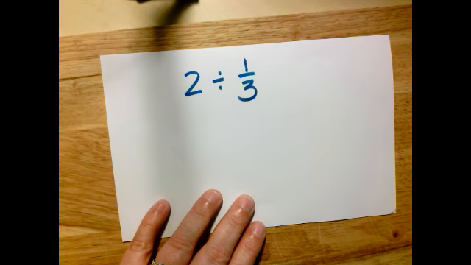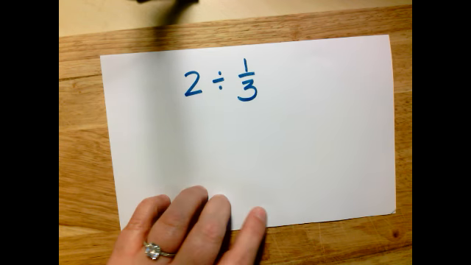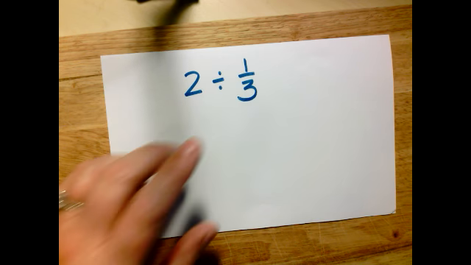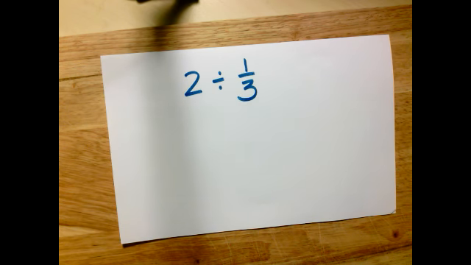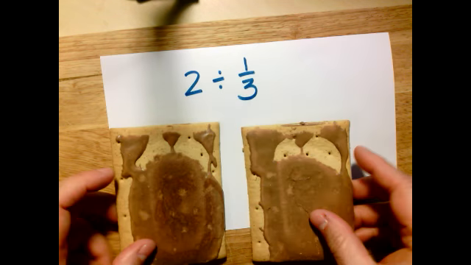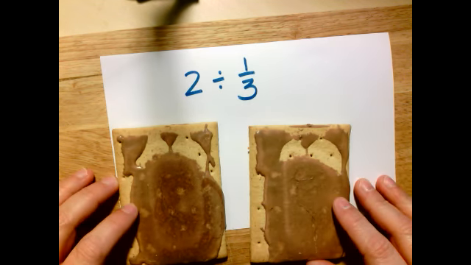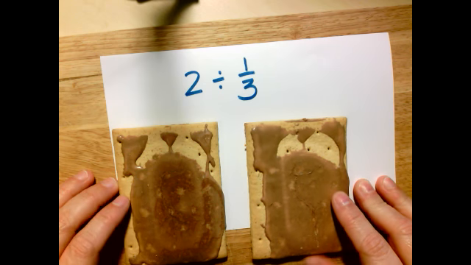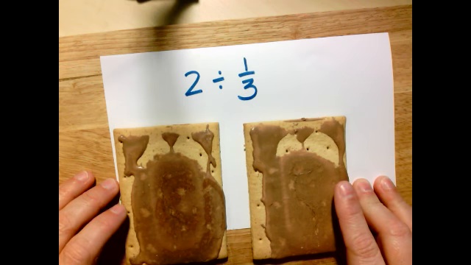All right, friends, we're going to start this morning with dividing a whole number by a fraction. So if I have two wholes, which I just happen to have here, two Pop-Tarts. They don't look very appealing on the screen there. I think these are s'mores.